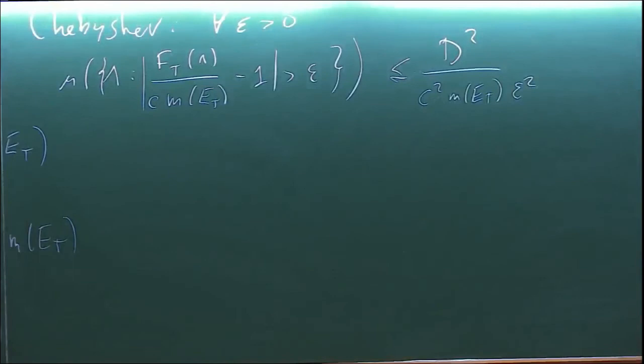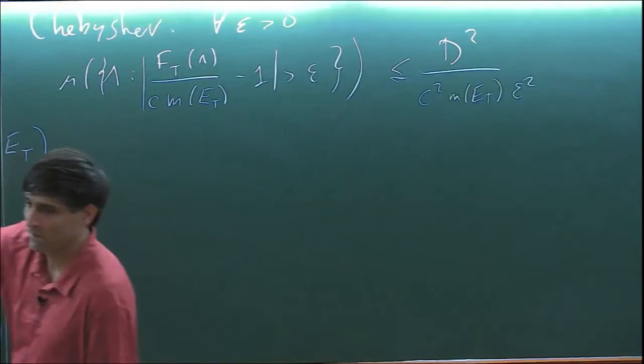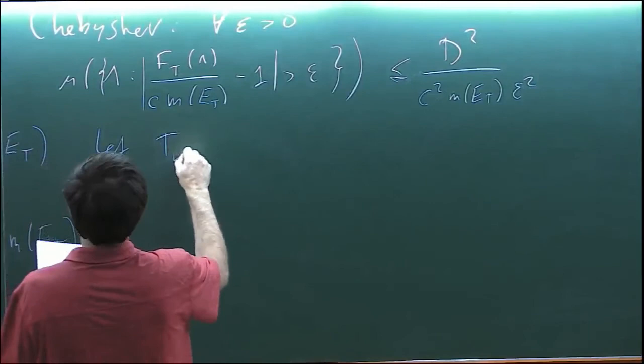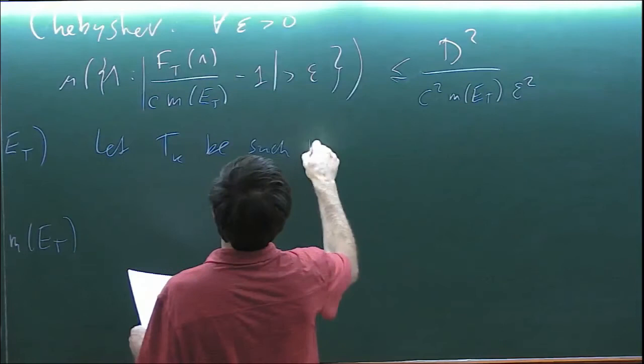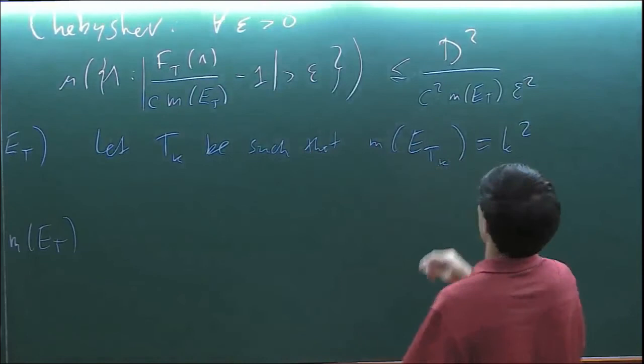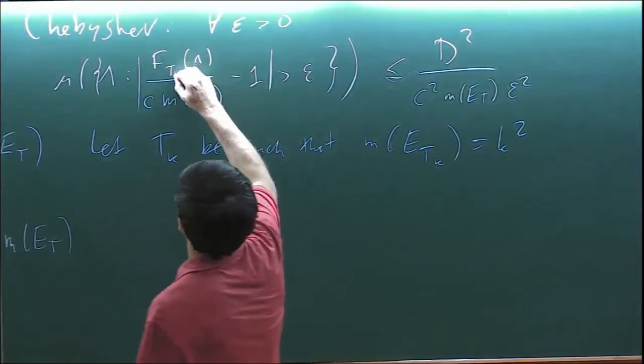Remember last time I stated in a more general way, we have a family of sets such that they are nested, the union has infinite measure and the boundary has measure zero. So this is exactly what happens here. Okay, in particular, this measure of E sub T is a continuous function. At least I don't know where it starts, but it starts at some point and becomes continuous. So let me denote by t sub k such that the measure of E sub t_k is k squared. Just put k squared.